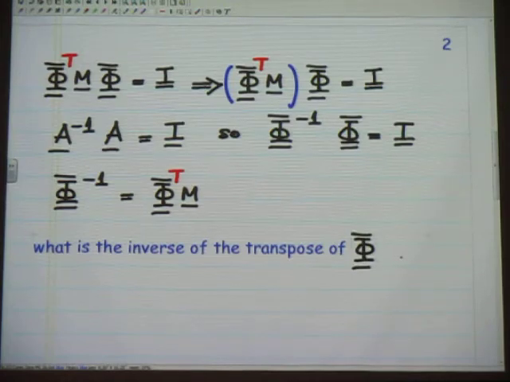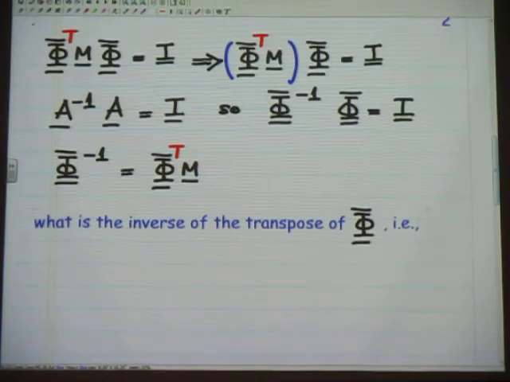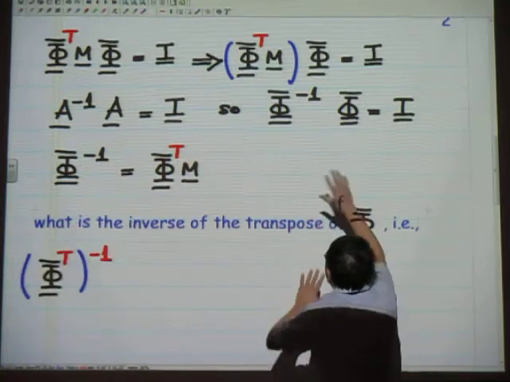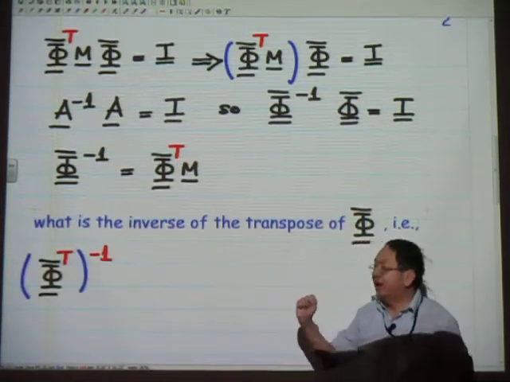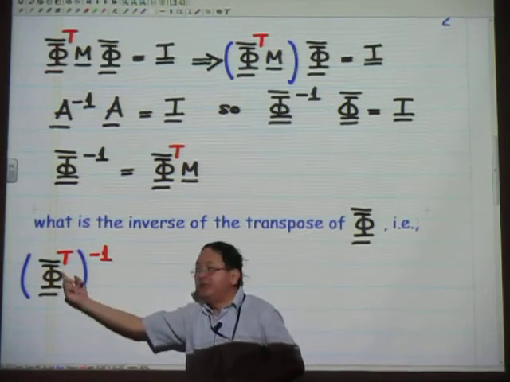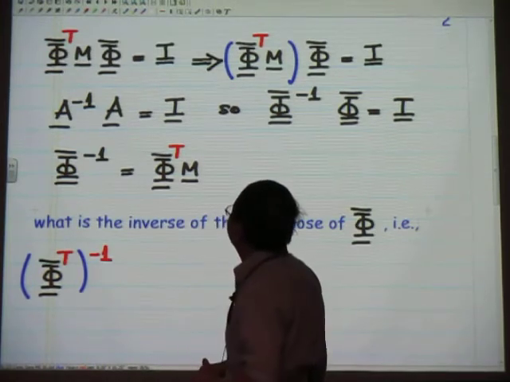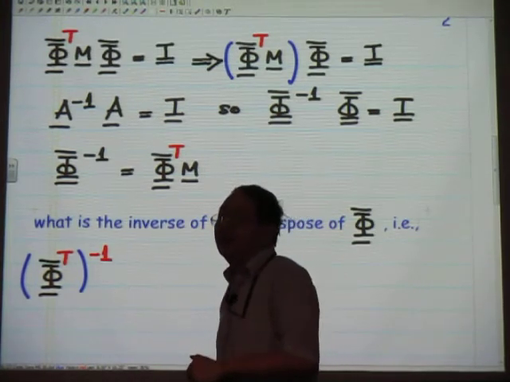So the transpose of phi bar is this one, right? And the inverse is simply put a superscript -1. So once you understand the reasoning up here, can someone find the expression of the inverse of phi bar transpose in terms of phi bar and m? Is it just phi bar and m, equal to the inverse transpose?